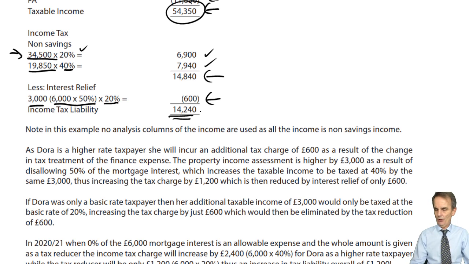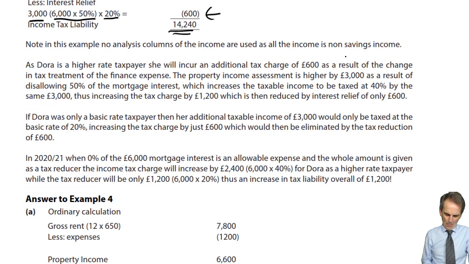Now again, the question just asks you for the income tax liability. It doesn't want a justification of that. It doesn't want the rationale behind the new system of dealing with finance expense. It doesn't want a comparison or explanation of what that would be like in previous years or in future years. You just do it, as the advert says.